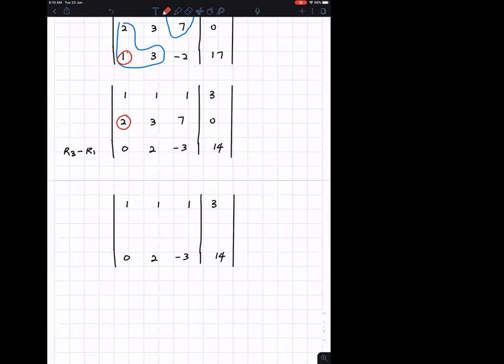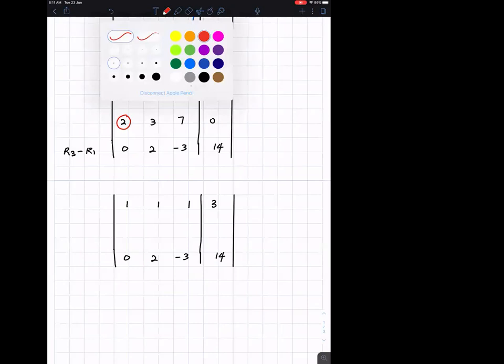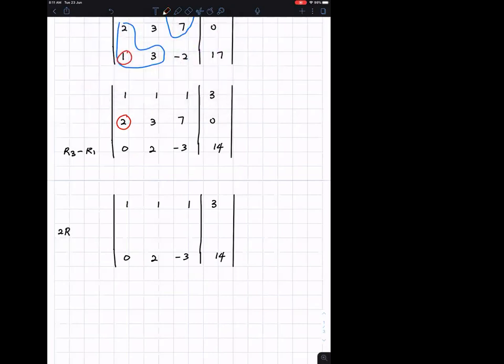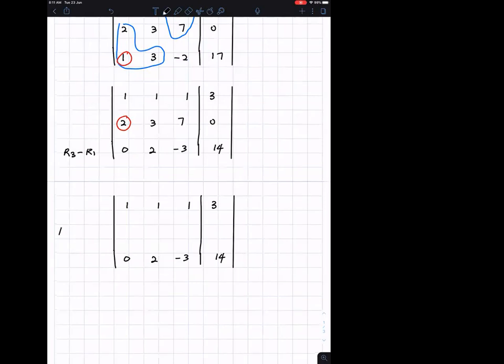Your aim is not to get the answer. Your aim is to show me how you're proceeding to solve the problem. So to make that go to 0, what I can do is 2 times row 2, minus 2 times row 1.